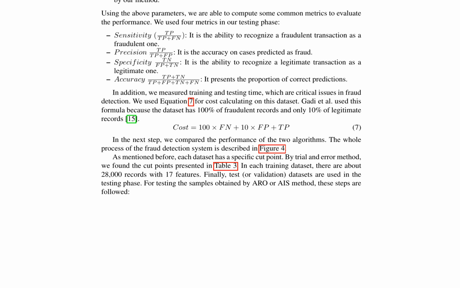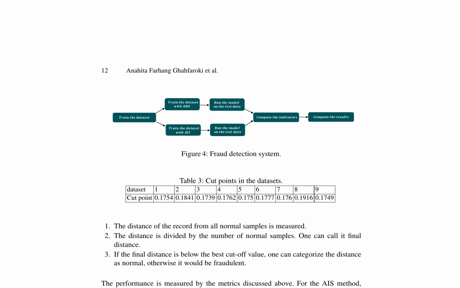The dataset was split into 9 parts for training and testing. The fraud detection system was trained using both ARO and ICE methods, and the performance was evaluated using metrics such as sensitivity, precision, specificity, and accuracy. The results show that ARO outperforms ICE in terms of sensitivity, precision, specificity, and accuracy, with a significant increase in the area under the curve, AUC, of the ROC curve.